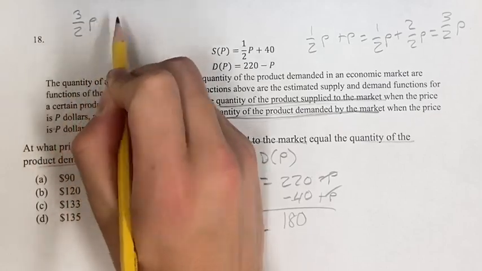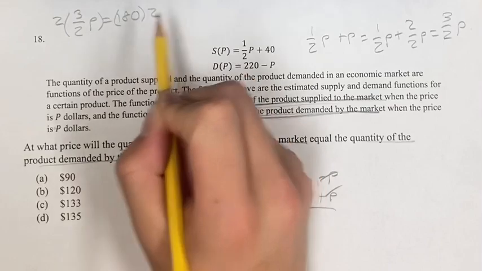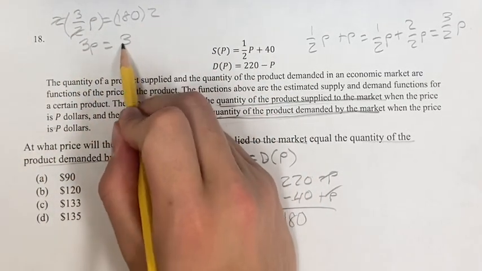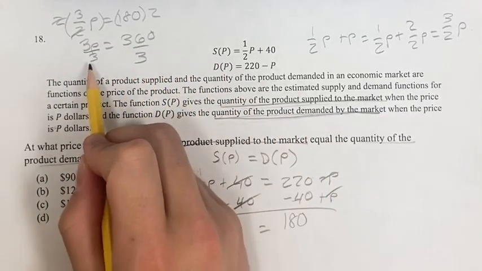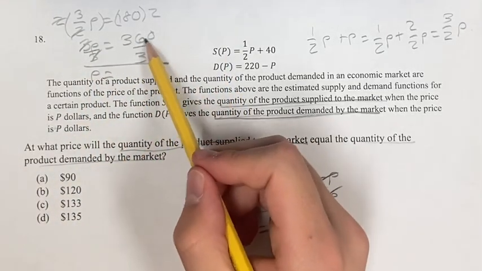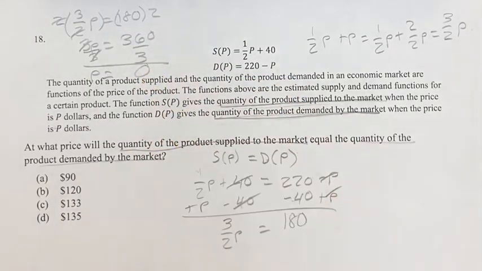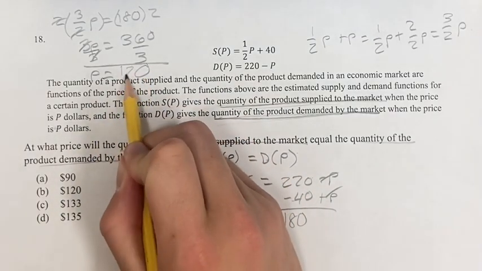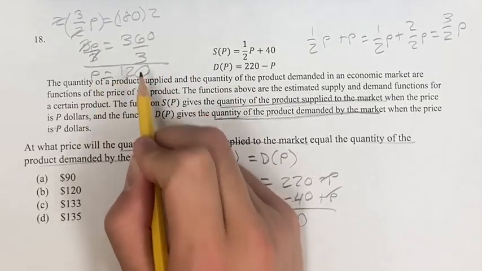I'll just write that up here so we don't run out of room. 3/2 P equals 180. If we multiply both sides by 2, that'll get rid of this denominator. So we're left with 3P is equal to 180 times 2, which is 360. If we divide both sides by 3, these 3's will cancel. P is equal to 360 divided by 3. We can just get this 0 out of the way. And then we have 36 divided by 3, which might be a little bit easier to think about. 36 divided by 3 is 12. So we can do 36 divided by 3 and then bring back the 0. P is equal to 120.